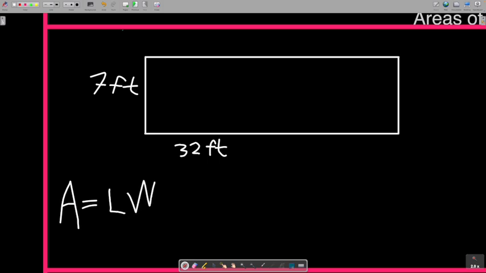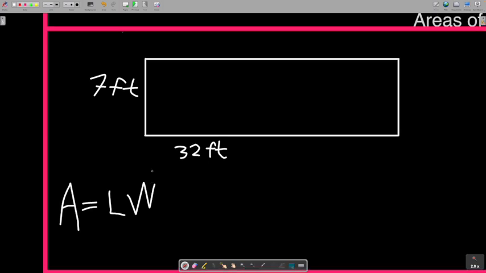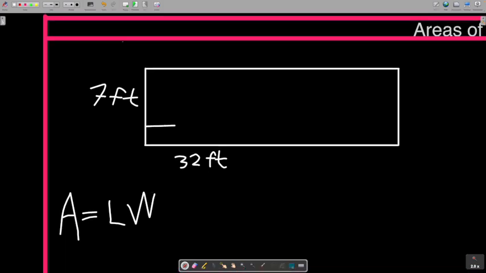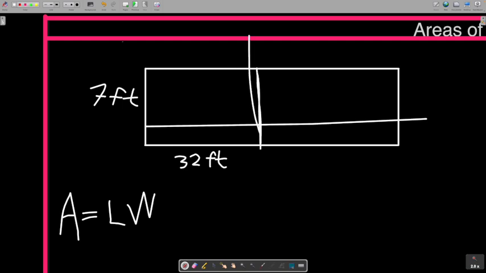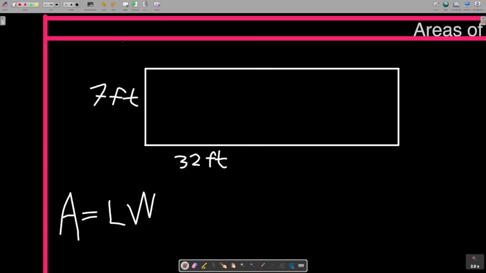LW. Now, what does L mean and what does W mean? L stands for length. So it's the length of the triangle right here. And then width, or W, that's the width. So it's the width of a triangle. So we have to multiply the length and the width together.